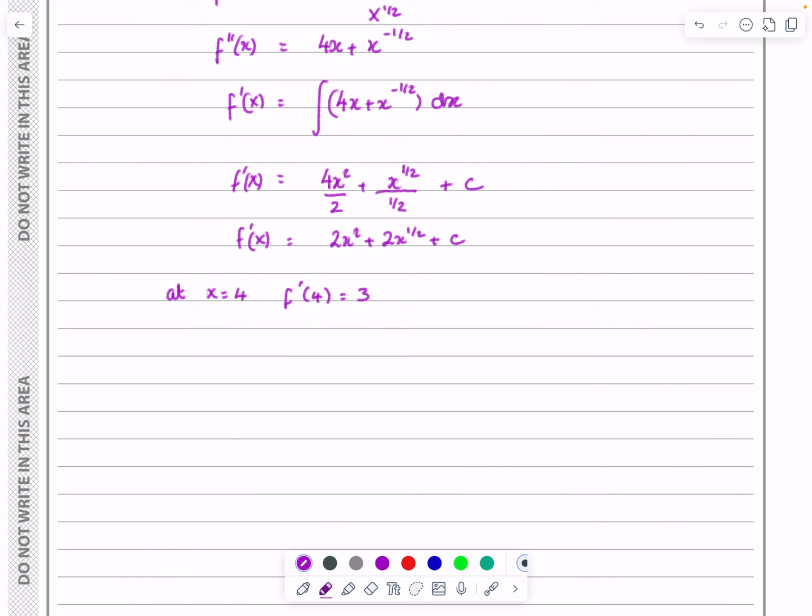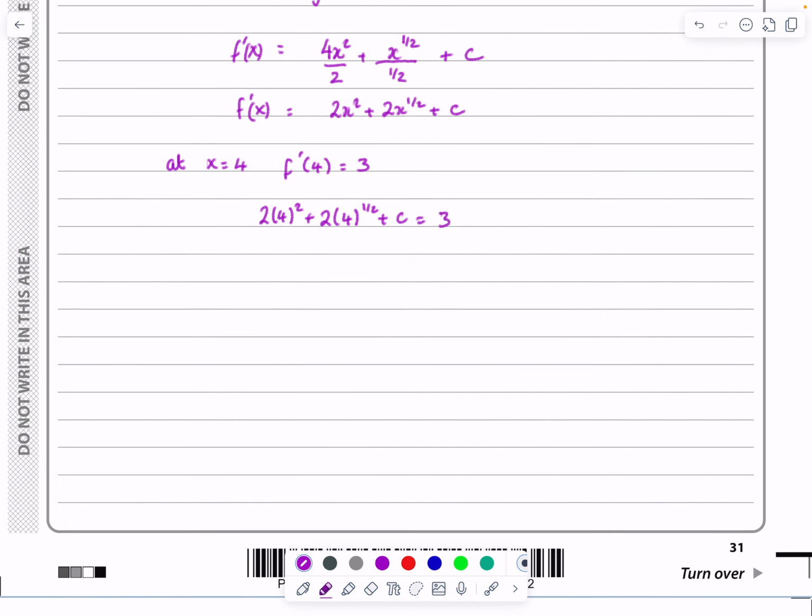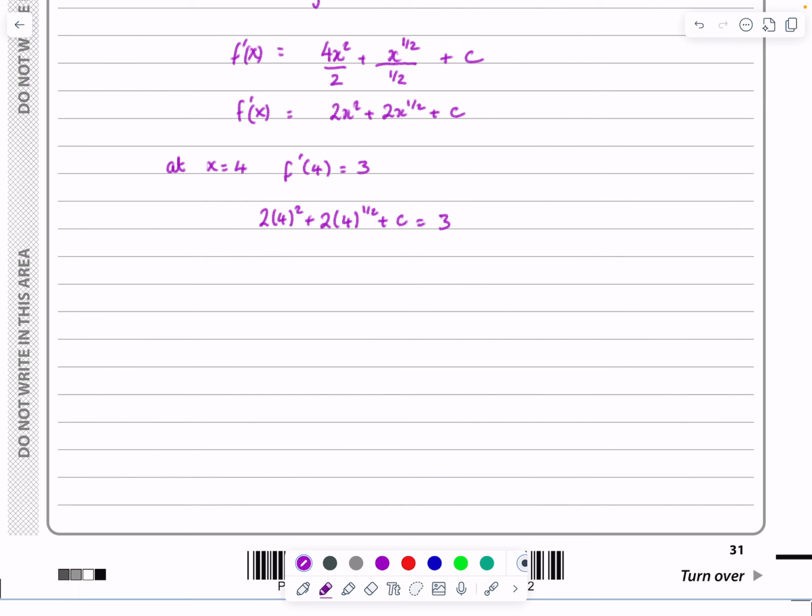So that means that 2 lots of x squared, 2 lots of 4 squared, plus 2 lots of 4 to the half, plus C, is all equal to that. So that means that we can work out what C is. Don't rush it through too quickly. You can do it on the calculator, I'll do it in my head. 4 squared is 16. 2 lots of 16 is 32. 4 to the half is 2. So 2 lots of 2 is 4. Plus C is equal to 3. So C is going to work out to be equal to minus 33.